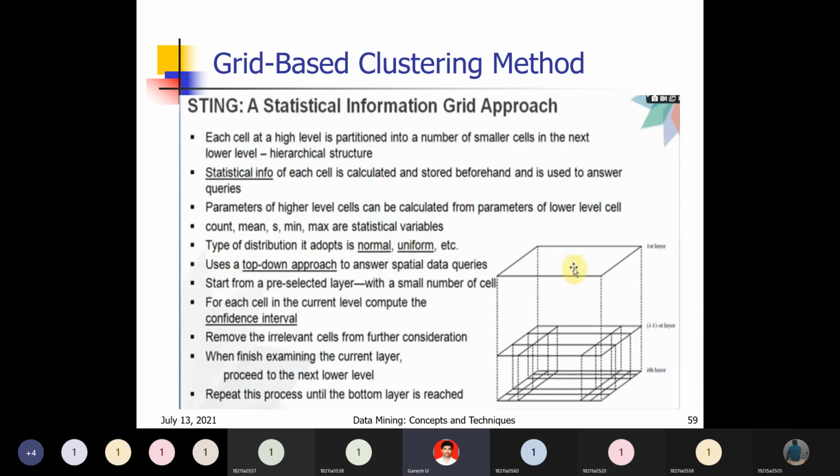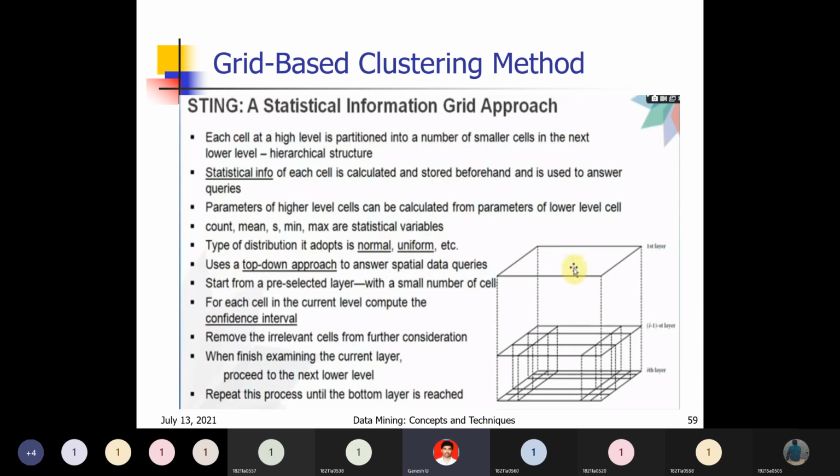When you finish the current layer, you proceed to the next lower level. It is top down, so first level, next you can go to second level, third level, fourth level, fifth level. Like that you go from top level to bottom level, and repeat this process until the bottom layer is reached.